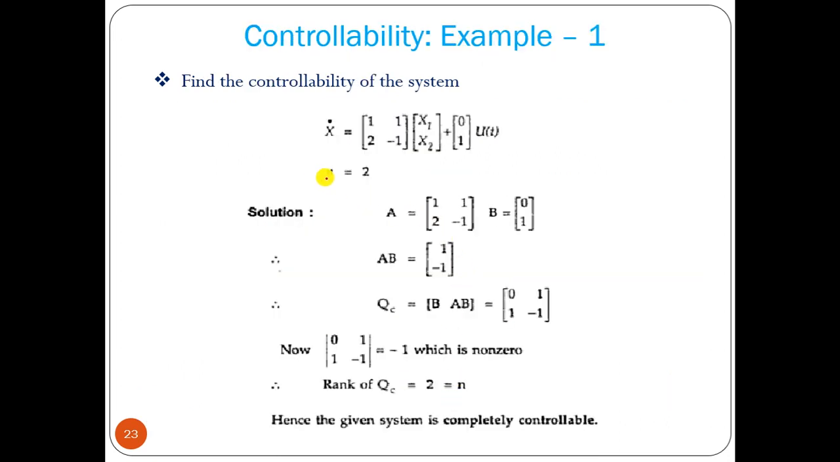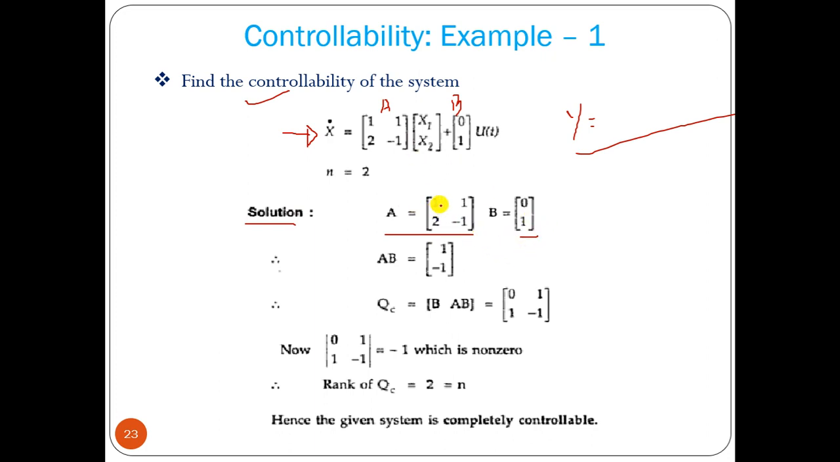Let us solve one problem. This is the state space equation, x dot equal to A into x plus B into u. Now we don't require the y equation. Only the A and B matrices are enough to find out the controllability. So, solution: we know the A value, we know the B value.